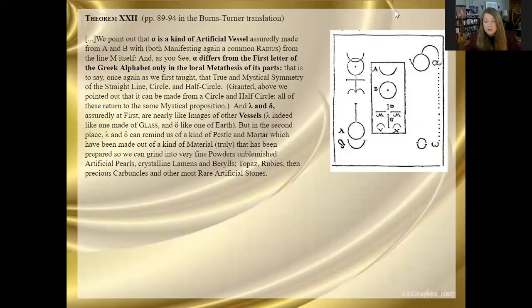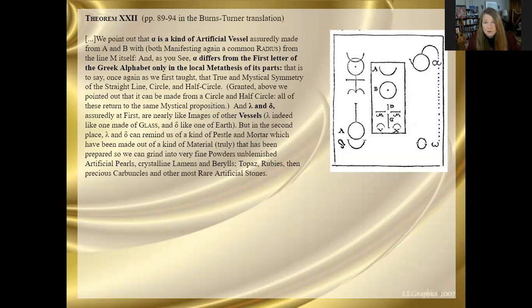Okay, enough about that. Let's get started with looking at his alchemical workshop in Theorem 22. He says everything here twice, but even saying it twice, this is the most difficult theorem. So let's just read through it and look at what all these letters might mean. He says we point out that alpha is a kind of artificial vessel assuredly made from A and B, with both manifesting again a common radius from the line M itself.